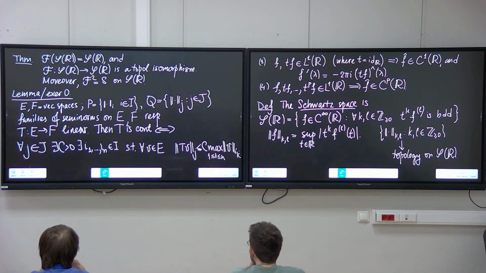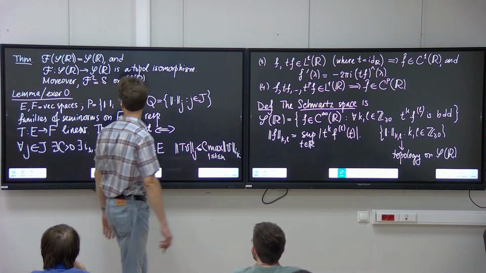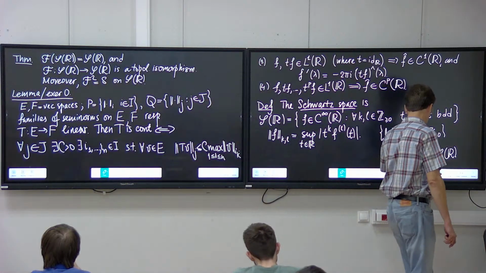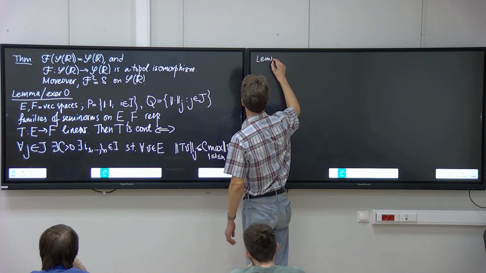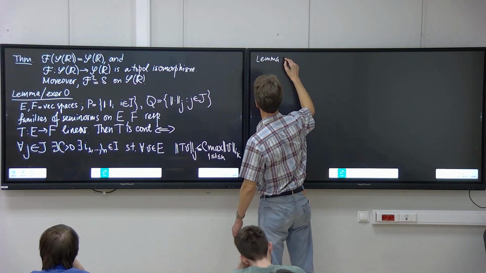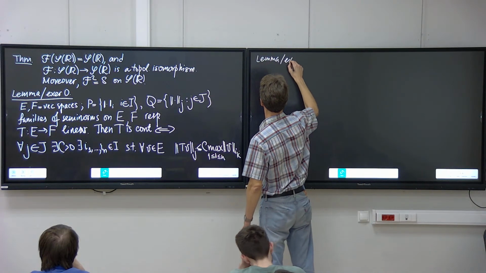So this is a useful continuity criterion for a linear operator acting between two vector spaces topologized by families of semi-norms. In fact, this is a straightforward generalization of the well-known fact from functional analysis that a linear operator between normed spaces is continuous if and only if it is bounded. Lemma exercise 1.